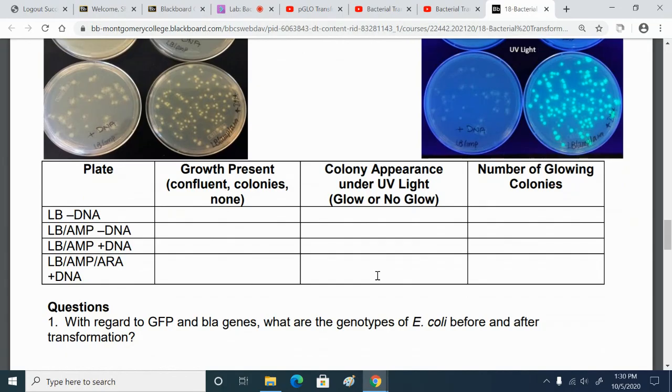What about after transformation? After transformation, does E. coli now have GFP? Yes, so it's GFP positive. What about the beta lactamase gene? Is E. coli now resistant to ampicillin? Yes, so it's BLA positive.